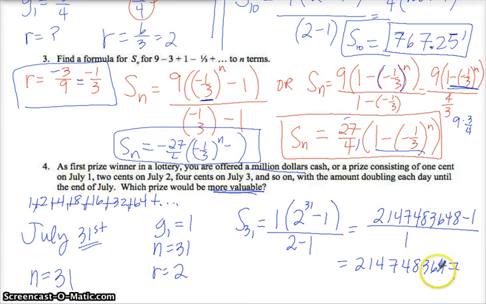When I subtract 1, I would get this answer, but then if I multiply by 0.01, because remember this is in cents, so to make it in dollars, I just have to move the decimal point twice to the left. Well, let's see how much is that. Looks like $21,474,836.47. I'm thinking this is the better deal.